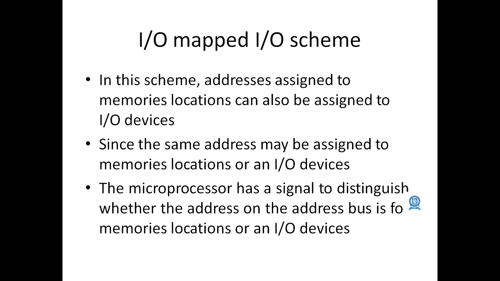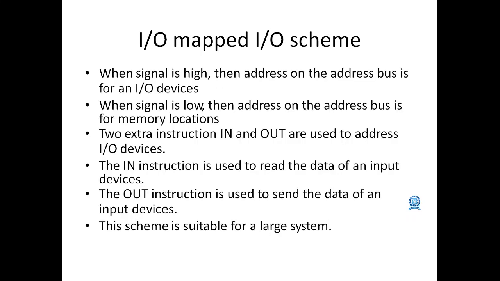Input-output mapped input-output scheme. In this scheme, addresses assigned to the memory locations can also be assigned to input-output devices. Since the same address may be assigned to a memory location or an input-output device, the microprocessor has a signal to distinguish whether the address on the address bus is for the memory location or input-output device. When the signal is high, the address on the address bus is for an input-output device. When the signal is low, the address on the address bus is for a memory location.